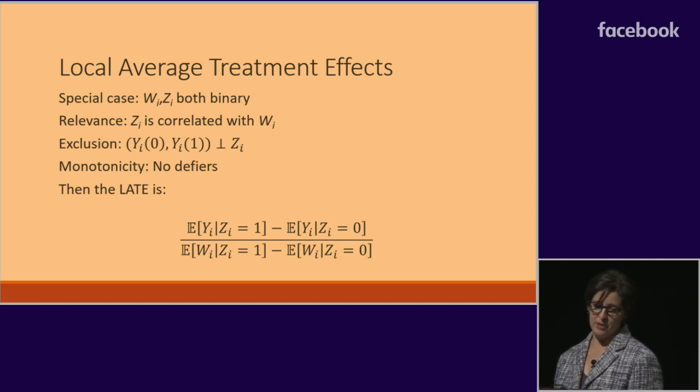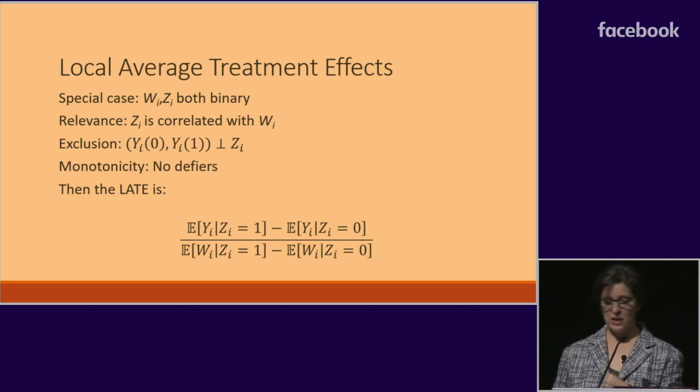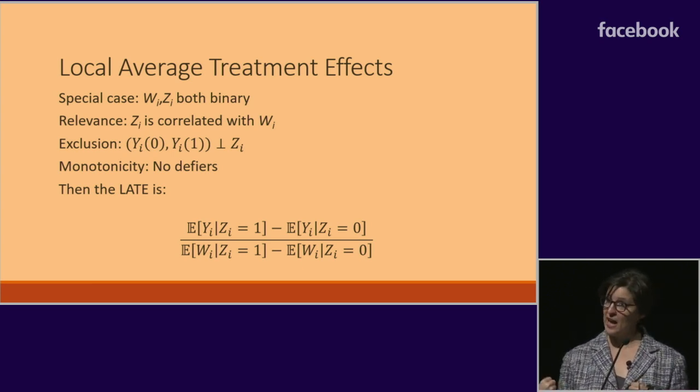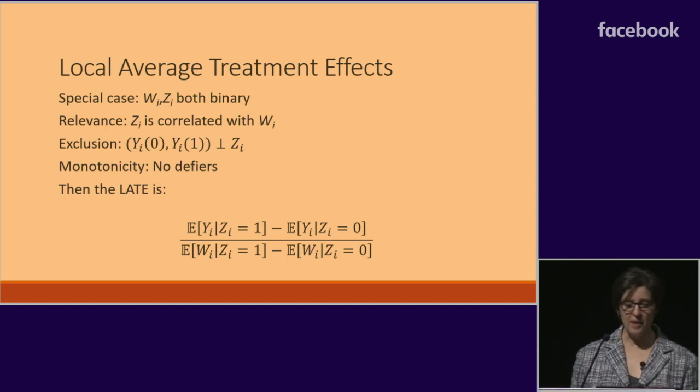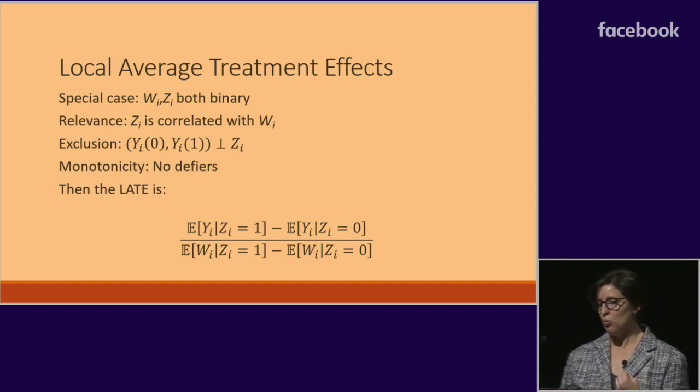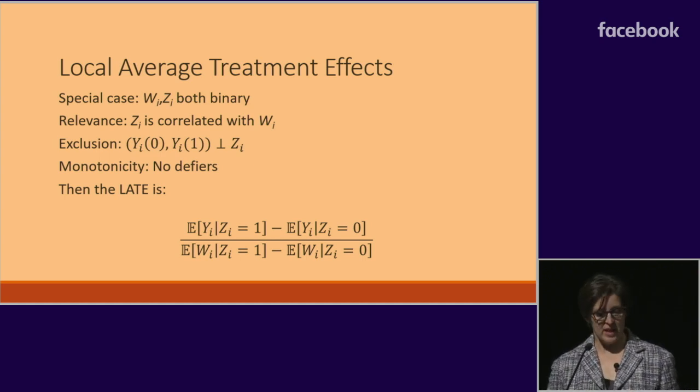Then the local average treatment effect is the ratio of two quantities. It's first the impact of the instrument on the outcome. That's like the reduced form. So it's like comparing the people I assigned to show the ad to the people I didn't show the ad, or it's the people I tried to give the drug to the people I didn't try to give the drug to. Then in the denominator is the expression which says, what is the impact of the instrument on the treatment? So in a sense, how much does being assigned to the treatment group increase your chance of taking the drug? And so the ratio of those two things is a treatment effect.